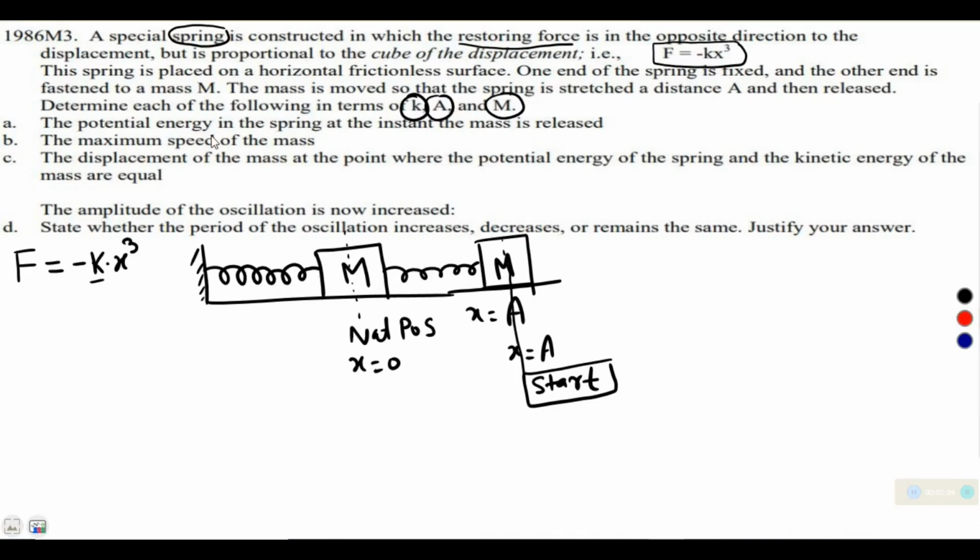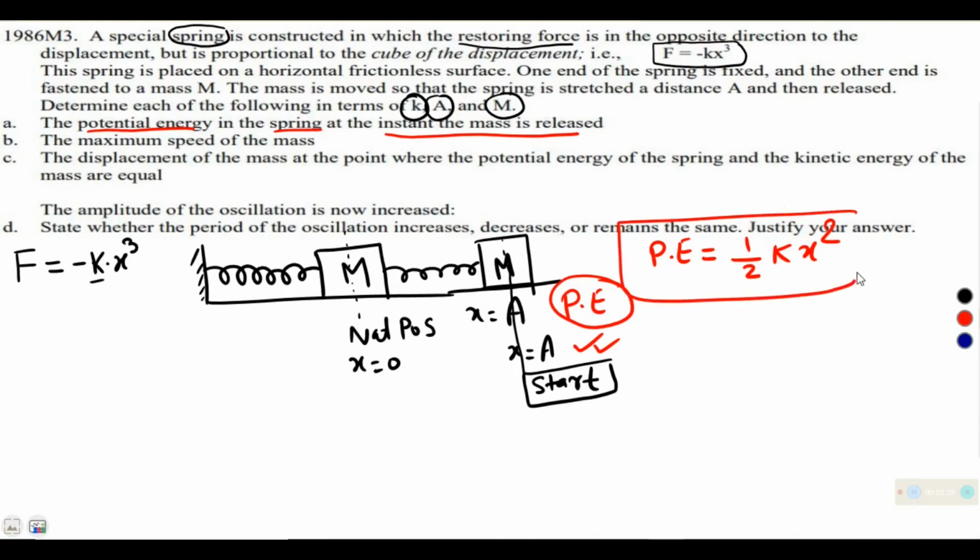So let us see what is the question. The question is the potential energy. We have to find potential energy in the spring at the instant the mass is released. It means we have to find the potential energy at this moment when it is released. Generally we know the potential energy due to a spring is equal to half kx square, but this will not be applicable here. Why? Because our spring is not an ideal spring.